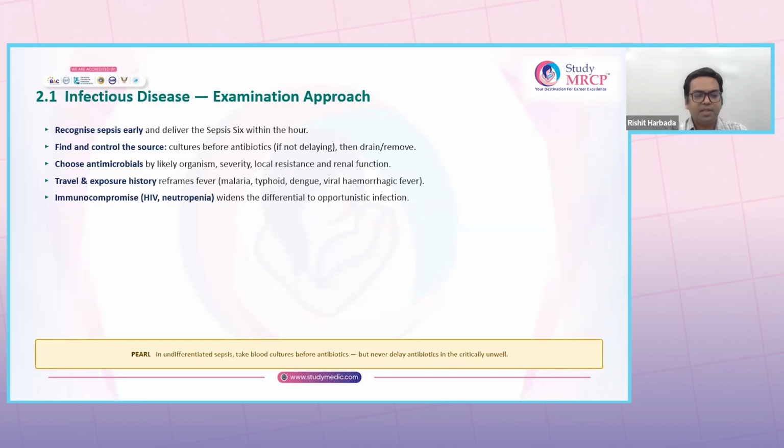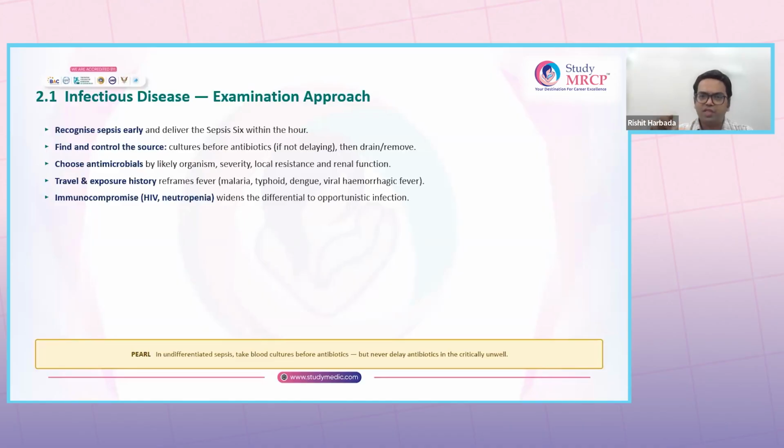Before we go further, what is sepsis? Sepsis is a life-threatening organ dysfunction caused by a dysregulated host response to infection. Any life-threatening organ dysfunction happening because of a dysregulated host response to infection is called sepsis. In sepsis, we have to recognize it early and treat it within the first hour after recognizing it. The SOFA score regulates this, and if it is more than 2, it indicates that the patient has severe sepsis.